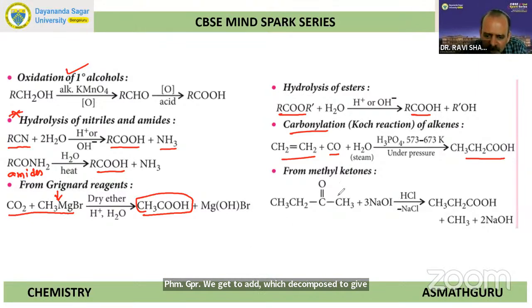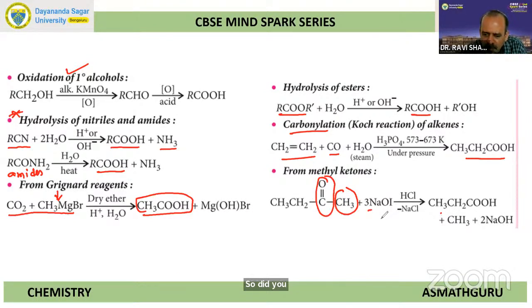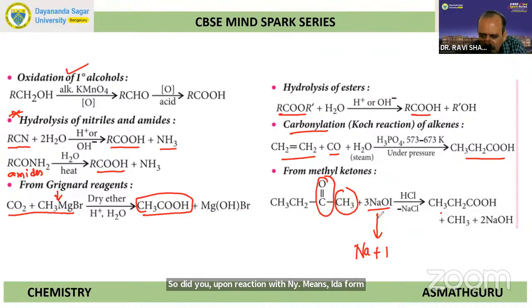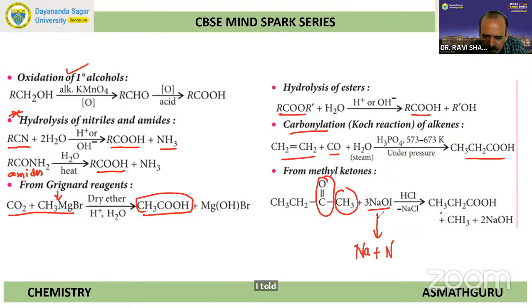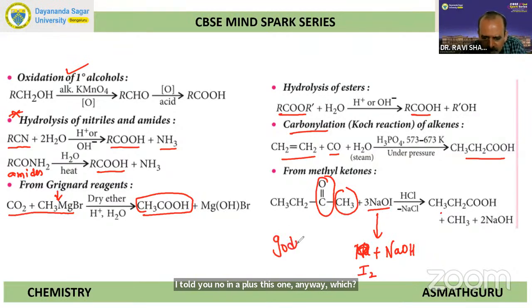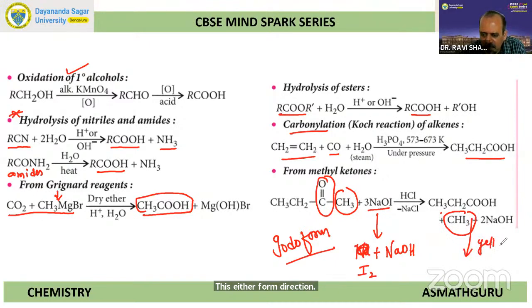Sir, methyl ketones. What are methyl ketones? This is CH3 next to a ketone. That's called a methyl ketone. They give, upon reaction with NaOI, the iodoform reaction. I told you, iodine plus NaOH. This is the iodoform reaction. Where is the iodoform? Here, CHI3. This is a yellow precipitate.